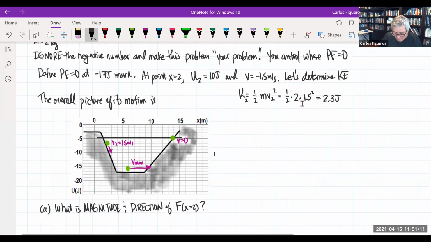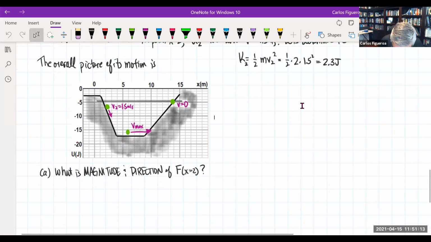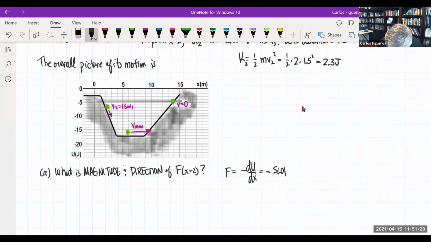Well, we know that F has to be what? We know that F has to be the negative slope of the potential function. So it's got to be negative of the slope. Right away, we could see that the slope at x equals 2 meters is clearly negative.